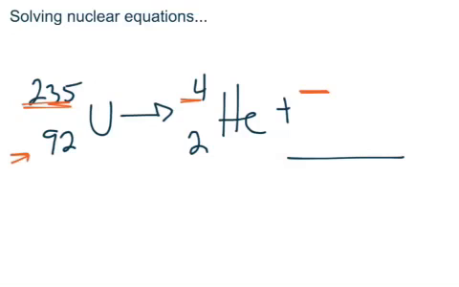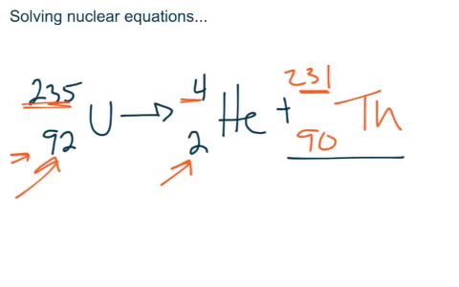So if we have a uranium-235 that is turning into a helium and something else, this missing piece must weigh 231. If we know that the overall atomic number, so the overall positive charge in the universe, was 92, and the helium is taking 2 of those 92s, then the leftover atomic number is 90. And on the periodic table, number 90 is Th.